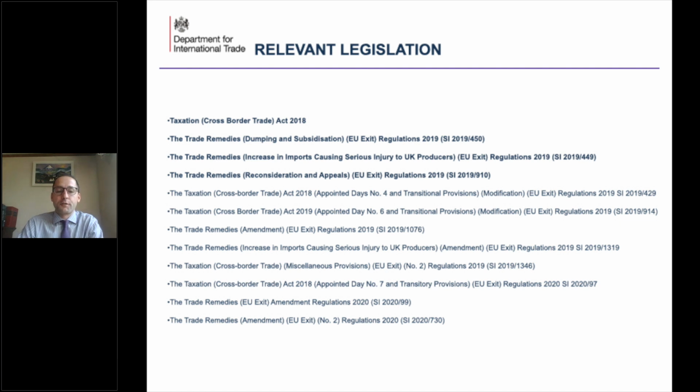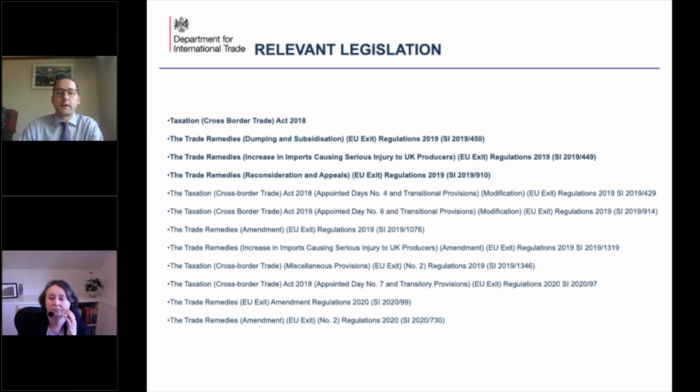There is a raft of legislation that's relevant to our work. Now, in bold, at the top are the key pieces of legislation. So we have the Taxation Act, and then below that, the three regulations. So the regulations related to dumping and subsidisation, the regulation relating to safeguards, and the reconsideration and appeals regulations that I just referred to. But below that sits a whole raft of further regulations which amend the primary Act and the regulations themselves. Some of those amendments are permanent, and some of those are transitional in as much as they amend the regulations and the Act up until the point at which TRID becomes established as the Trade Remedies Authority.